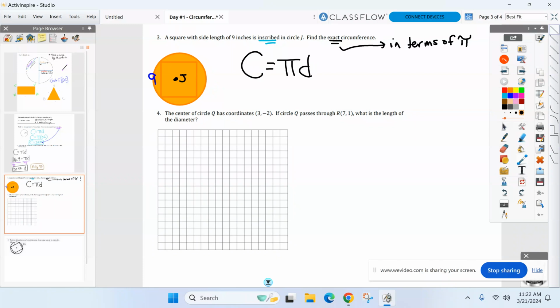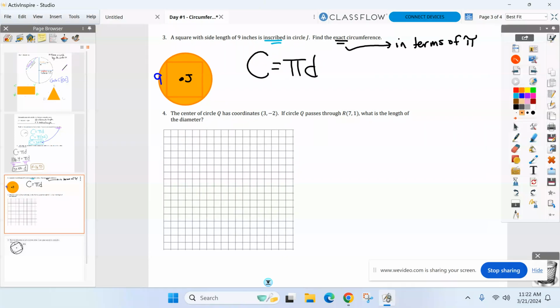All right, so I'm going to do this. Maybe you guys can help me out. Don't do it on your own paper, though. All right, diameter. It's a chord that goes through the center. There's a diameter. If I can find that length, I can plug it in, and I've got the circumference.